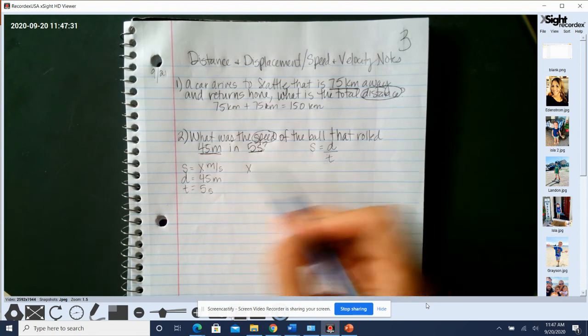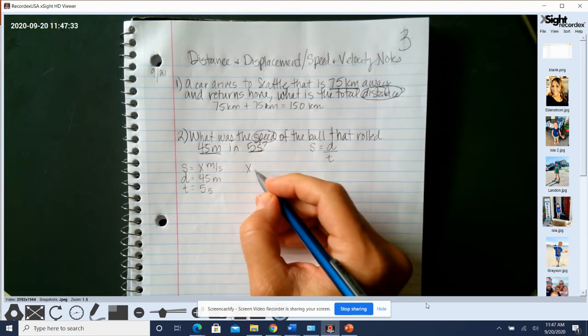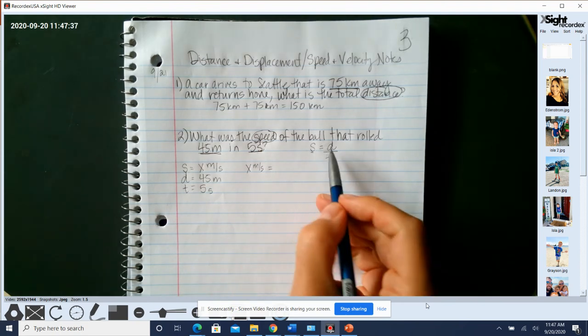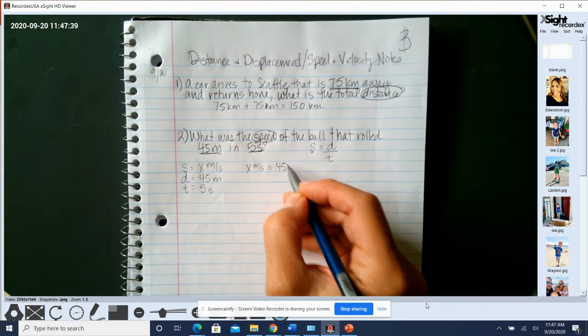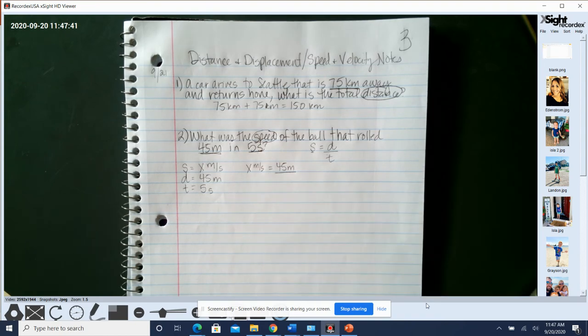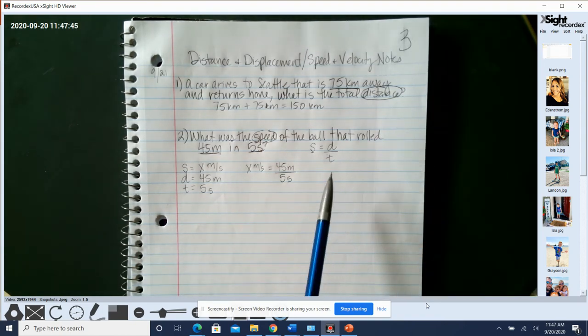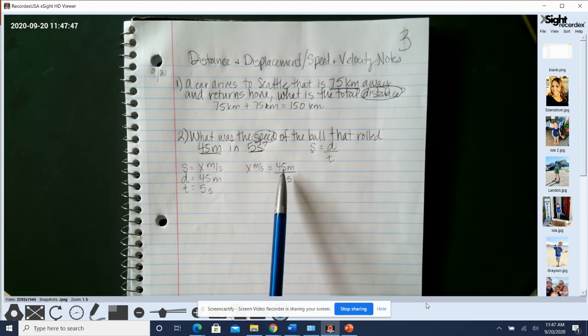So I'm going to plug these in just like I see them in the equation. So X meters per second equals, that's my S. My distance is on top, 45 meters. My time is on bottom, divided by 5 seconds. Okay, now all I have to do is divide, and most of us have probably done 45 divided by 5 before, and we can do it in our heads, but if you have a calculator and need it, it's okay to use it. So 45 divided by 5 is going to be 9.